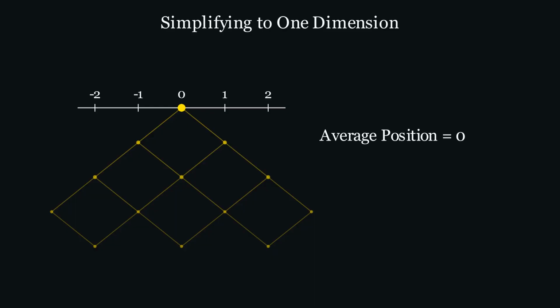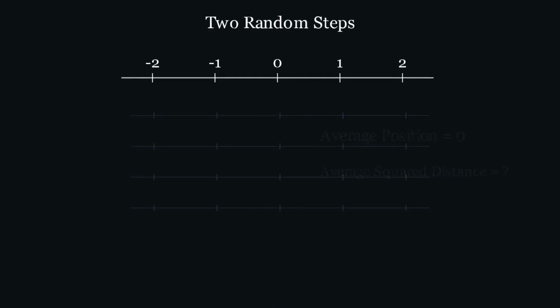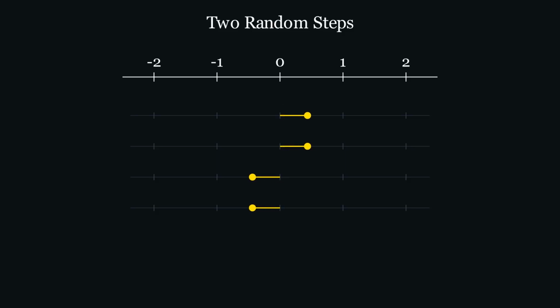But what if, instead of average position, we track the average squared distance from the origin? Squaring turns every negative step into a positive number, preventing those cancellations. Let us work through a simple case with exactly 2 steps. There are 4 equally likely paths the particle can take. It can step right twice to end at positive 2, step left twice to end at negative 2, or step right then left, or left then right, both ending right back at 0.